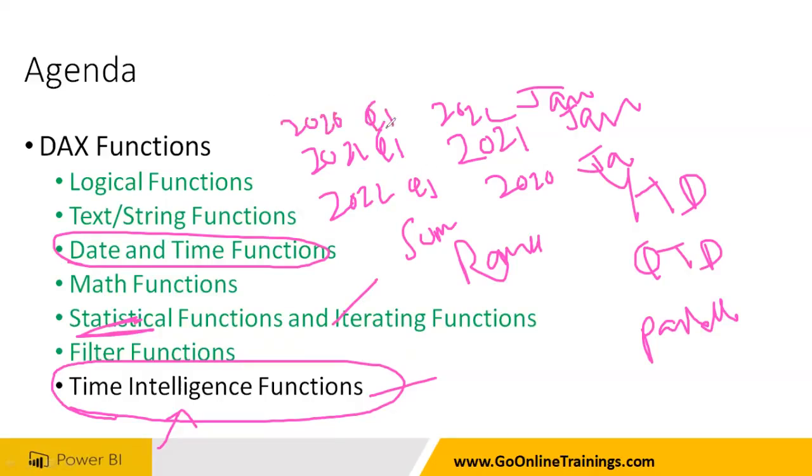So you are going to be using date and time values to get the time intelligence. We are going to be creating some formulas using the date and time columns, and they are called date and time functions.